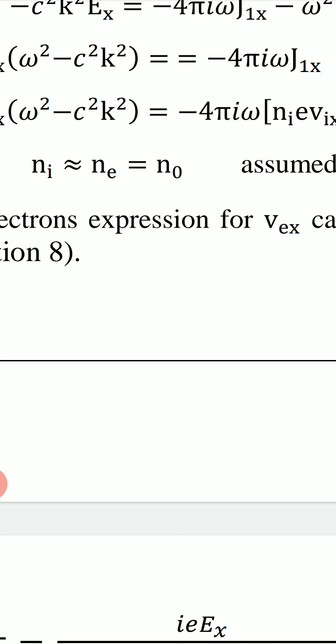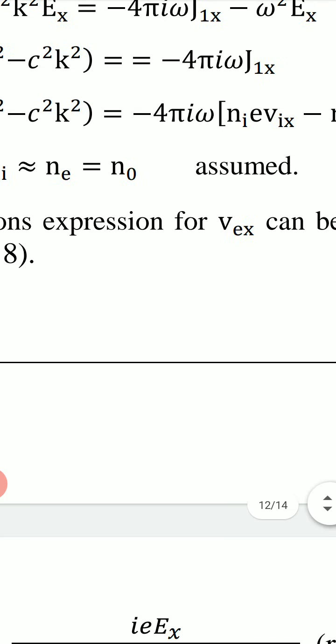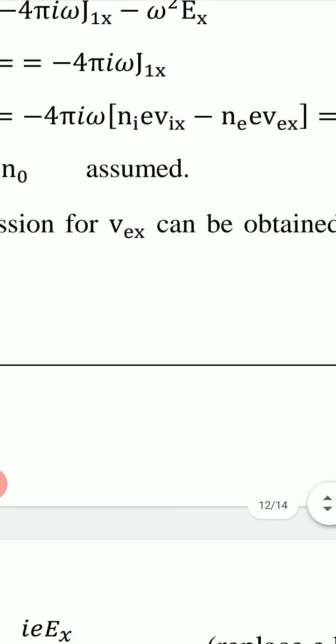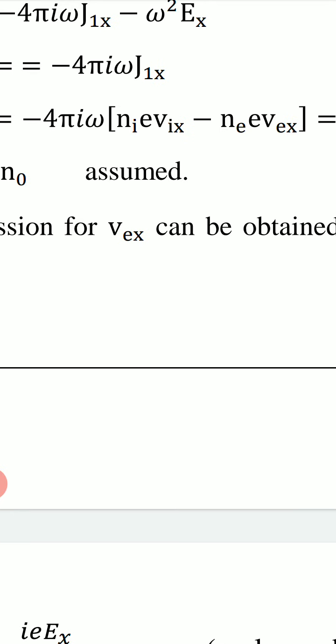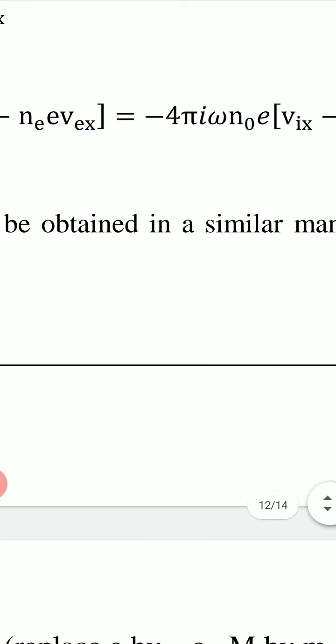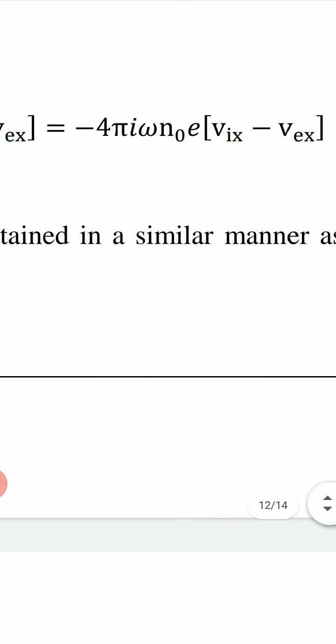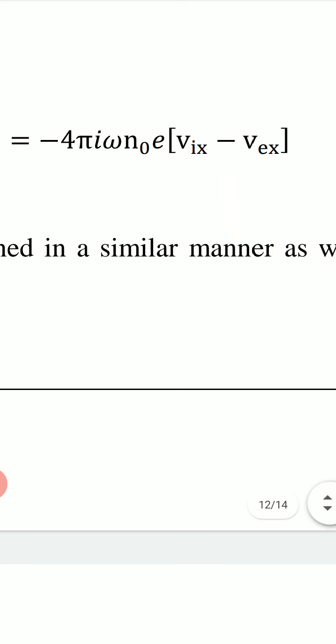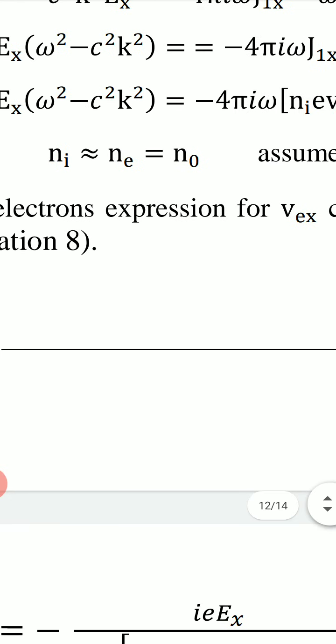Ni and Ne are the number of ions per unit volume and the number of electrons per unit volume. We assume this as N0. So write Ni equal to N0 and Ne equal to N0, and this N0 is taken common. Then this becomes minus 4 pi i omega N0 e (Vix minus Vex).